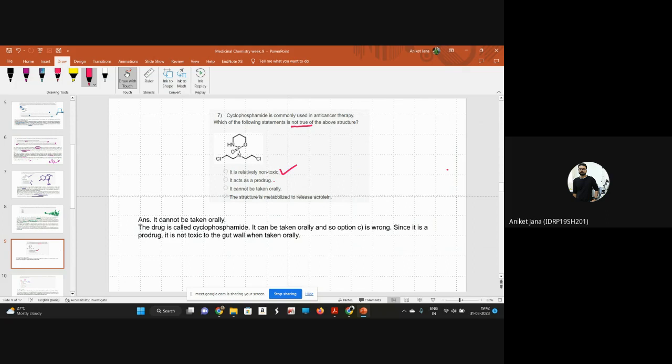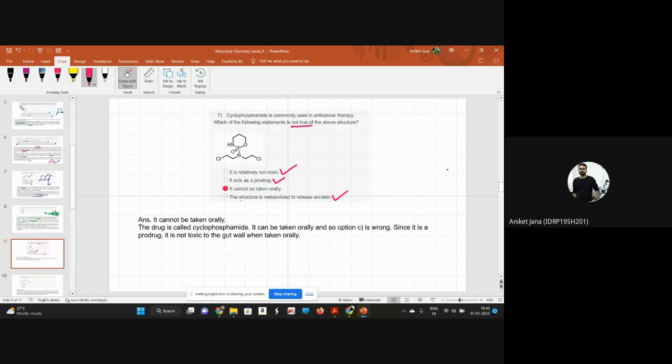It acts as a prodrug. Yes, it acts as a prodrug. The structure is metabolized to release acrolein. Yes, this is also true. And so the false one is that it cannot be taken orally. Since it is a prodrug, it is non-toxic to the gut wall when taken orally, right? So this is our desired option.